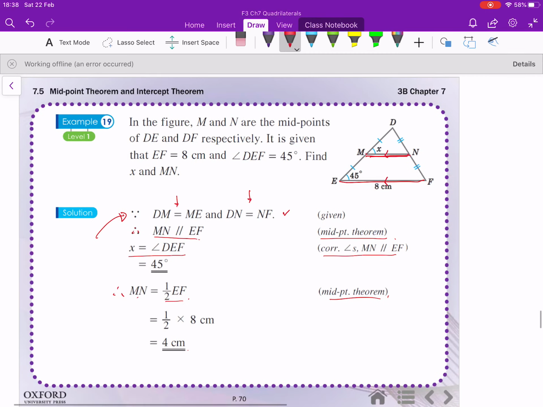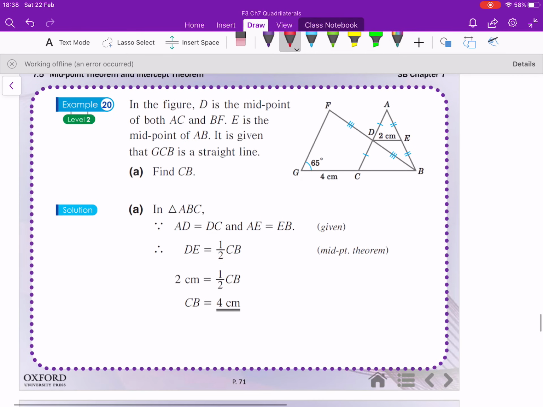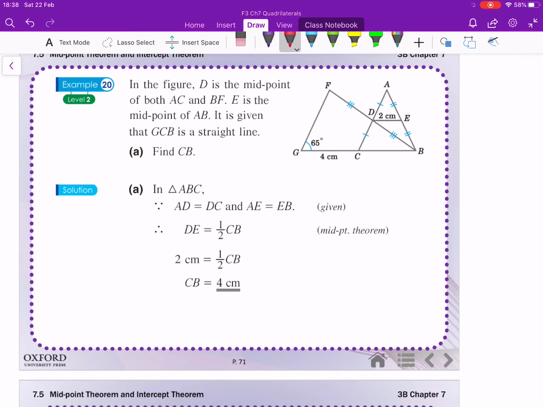That's it, easy, right? And in this example, we have more than one triangle, so it is a bit more complicated. This time we have some midpoints. D and E are midpoints. Actually, D and C are also midpoints. We have two triangles here, and we have to find the length of CB. You can see that it is included in triangle ABC. So focus on triangle ABC. In triangle ABC, D and E are midpoints. So we may apply the midpoint theorem again.